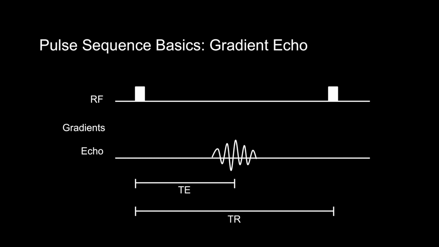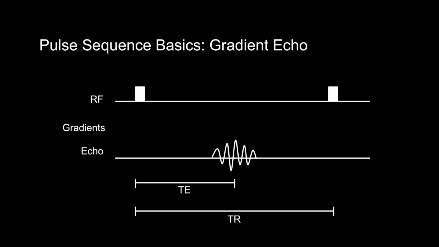The TE is the echo time, or time to echo, which is defined as the time in milliseconds from the center of the RF pulse to the center of the echo. The TR is the repetition time, or time to repetition, also measured in milliseconds, defined as the length of time between corresponding consecutive points on repeating series. More simply put, from RF pulse to RF pulse.